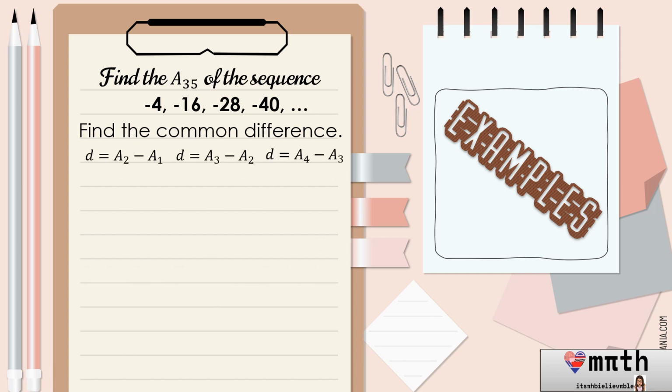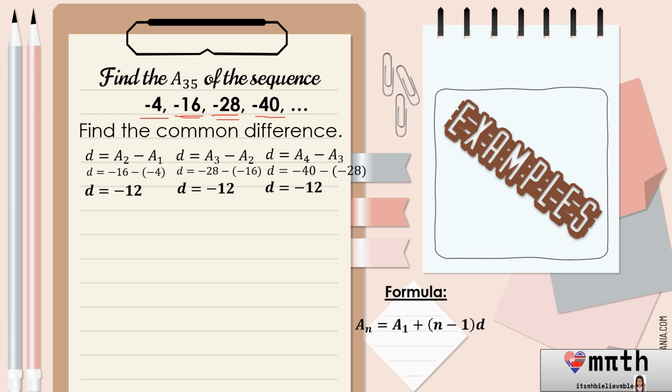That will be a sub 2 minus a sub 1, which is negative 16 minus negative 4. Then a sub 3 minus a sub 2, that is negative 28 minus negative 16. Then a sub 4 minus a sub 3, which is negative 40 minus negative 28. So the answer is negative 12. So that is our common difference.